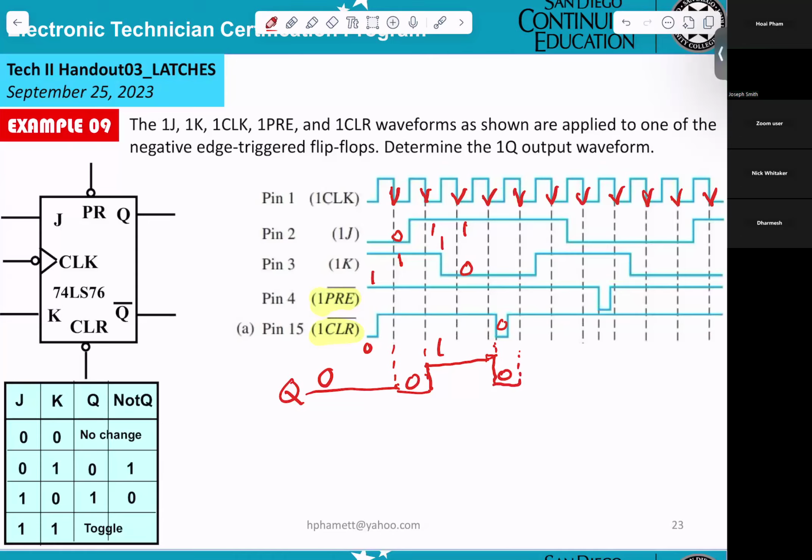Now at the next clock, you get 1 here, 0 here: J is 1, K is 0, so Q equals 1. Then at the next clock, you get 1 and 1, so it toggles to 0. Going to the next one, J is 0, K is 1, so Q equals 0.